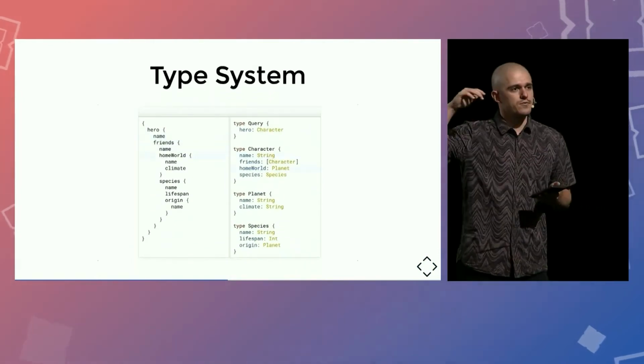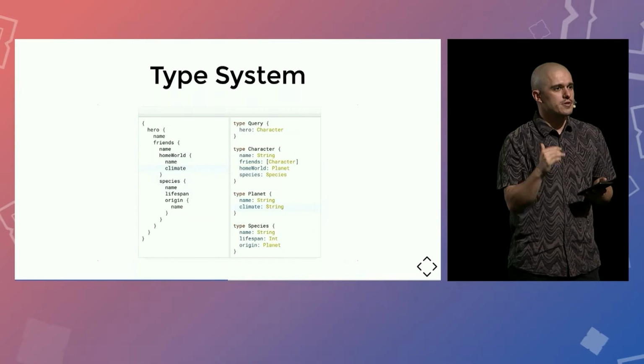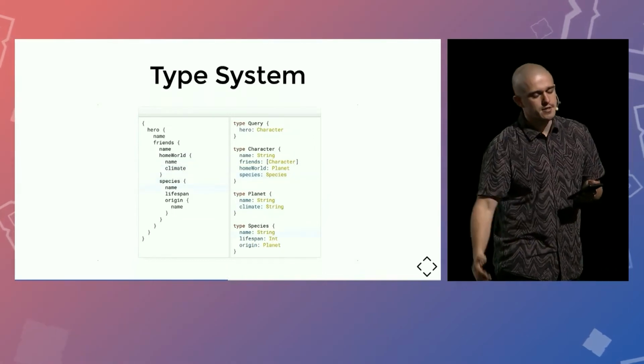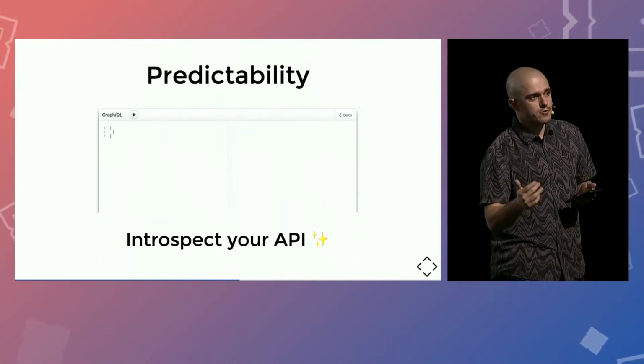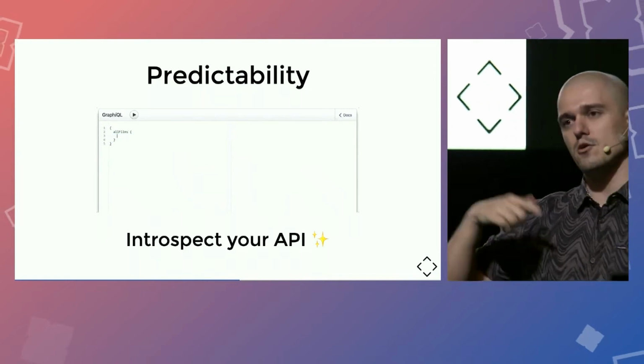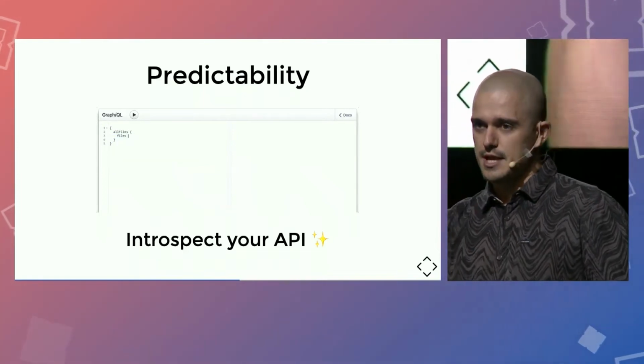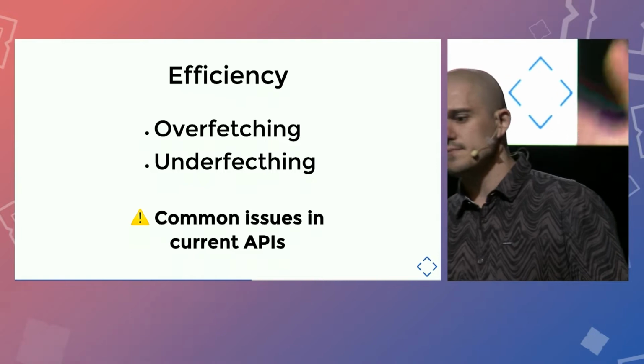Type system: we have to define every single field that we are going to expose, but also its types. It's predictable by default, so we are going to be able to introspect those types and also reuse those types. We're going to see all these topics later in the live coding.